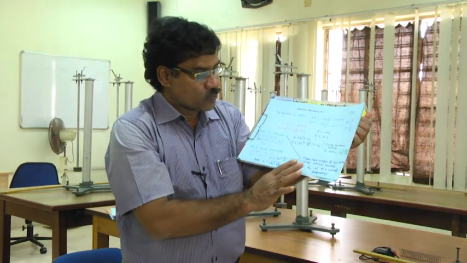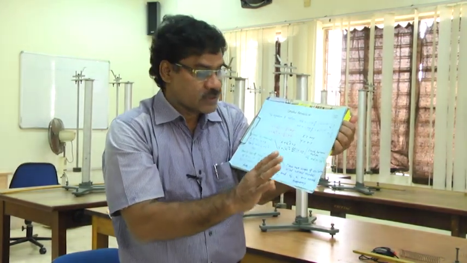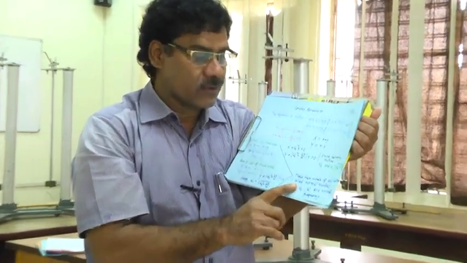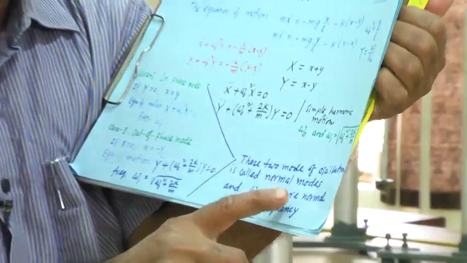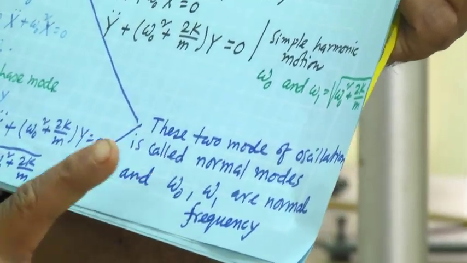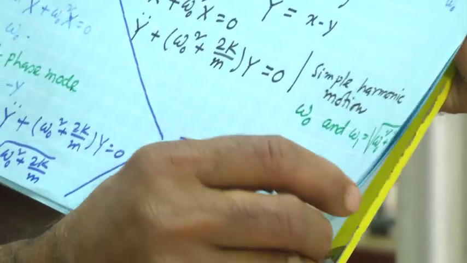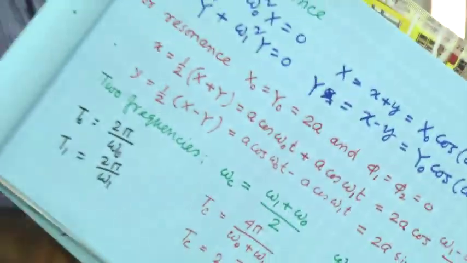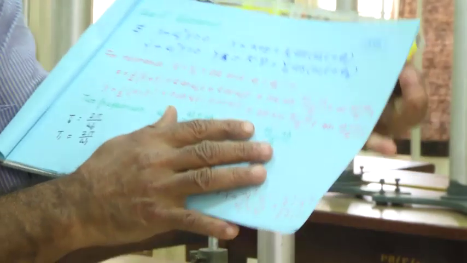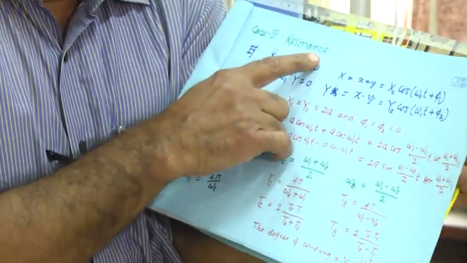Now, these two modes of oscillation are called normal modes, and omega 0 and omega 1 are called normal frequencies. So, this we will study. And then another case is resonance.